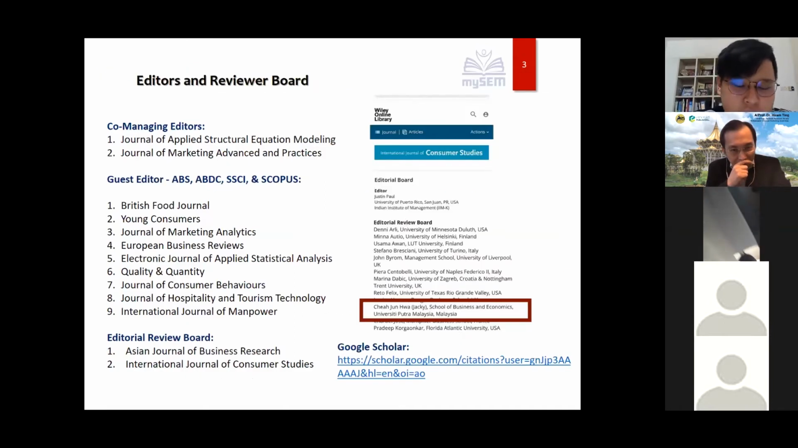And as you can see, I also hold editorial review board positions. Not just holding the position, being on an editorial review board, we have to review articles. So from that experience and background, I can see the trend of using PLS booming throughout the years. You can also check out my Google Scholar if you're interested to know more about me. So that's all about me. I try to keep it short and simple.